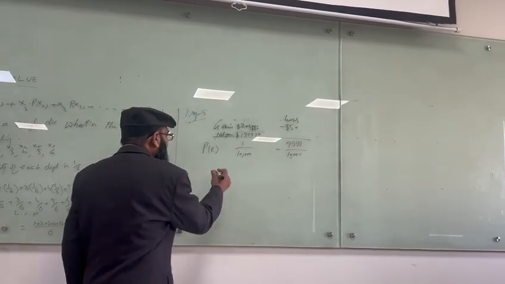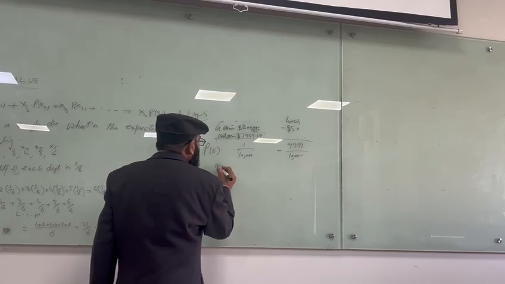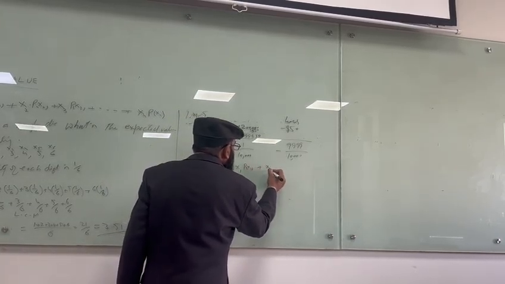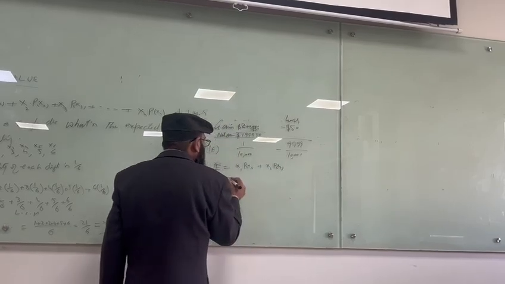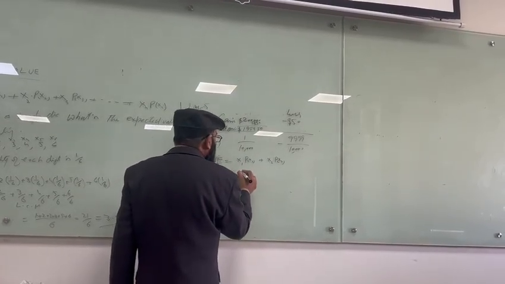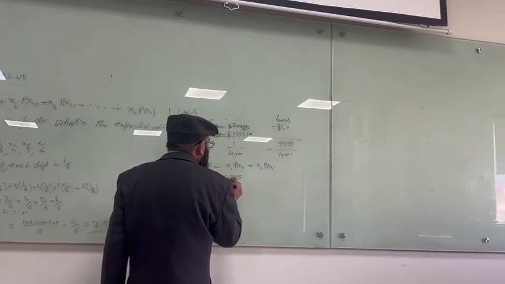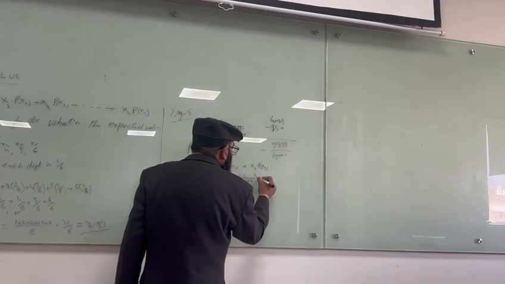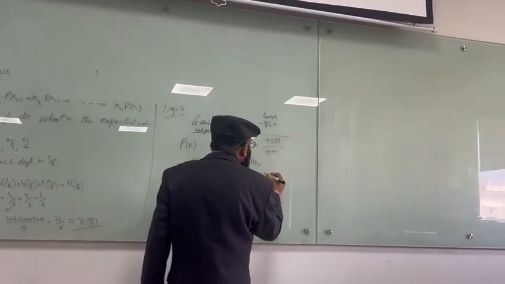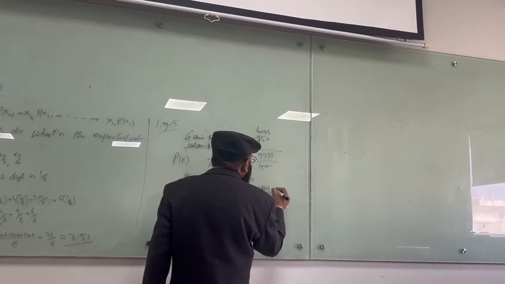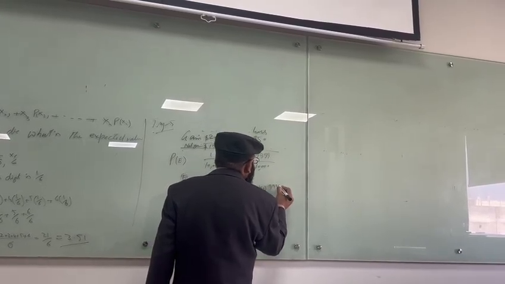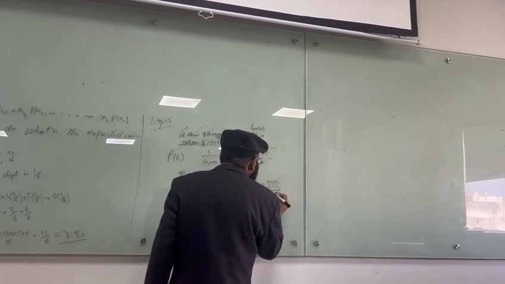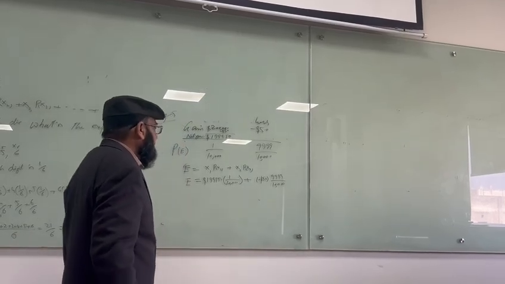By using the formula, the expected value is x1 p(x1) plus x2 p(x2). Here x1 is $199,950 times 1 over 10,000 plus x2, which is minus $50, times 9,999 over 10,000. Okay.